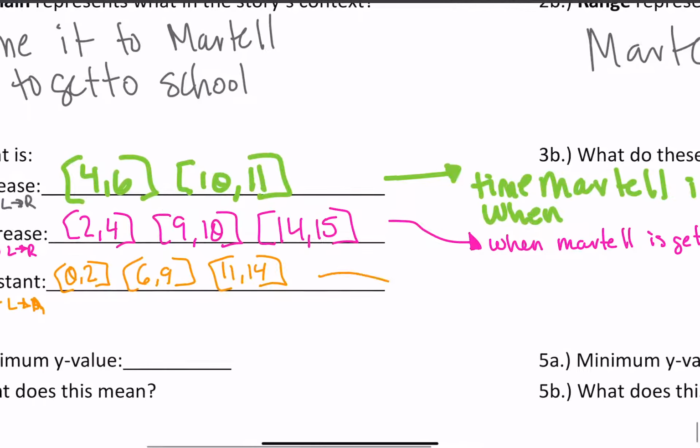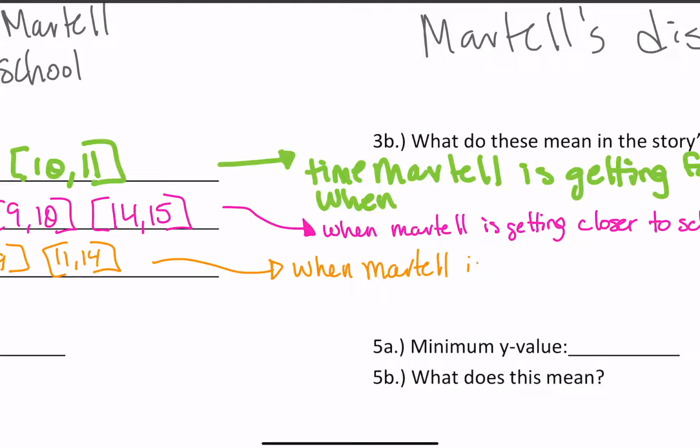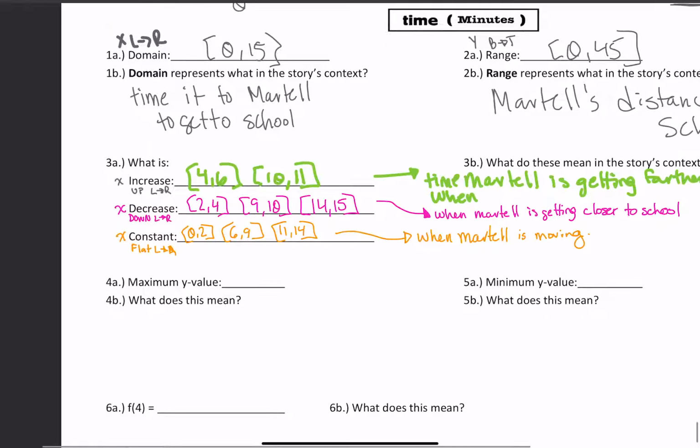Now what does this represent? Well, if it's flat, this is when Martel isn't moving. So that first time was when he was jiggling the key at the gate. The second time was when he went to the gas station and got food. The third time was when he got food at the gas station with his friends.